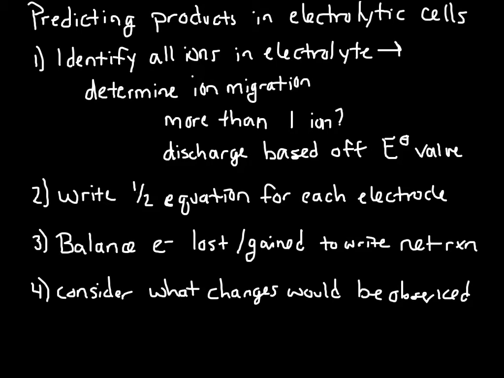Then you're going to want to write your half equation for each electrode. Remember, at the anode, that is where oxidation is going to occur. The cathode is where reduction is going to occur. So make sure you are putting the appropriate ions at their appropriate electrode. Then you want to balance your electrons that are lost and gained in order to write your net reaction. And then consider what changes could be observed throughout this process so you know a reaction is actually taking place.